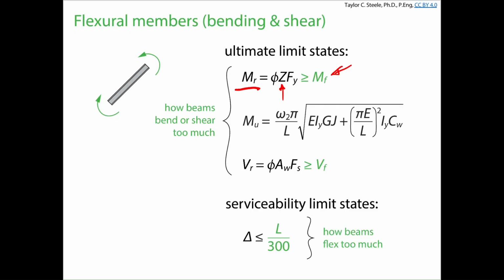And then we're going to figure out how to pick a beam with adequate moment resistance so that this inequality is satisfied. The second equation looks kind of scary. It looks kind of like the equation that we saw for torsional buckling in compression members. And this is for something called lateral torsional buckling.